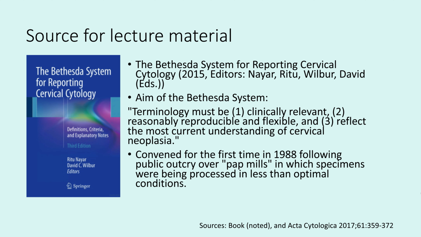The Bethesda system was convened for the first time in 1988 following a public outcry over so-called pap mills in which specimens were being processed in less than optimal conditions, and I think patient diagnoses were being missed. So the Bethesda criteria really lays out set guidelines and gives the clinicians universal reporting so that they can understand what the pathologists mean by what we say.